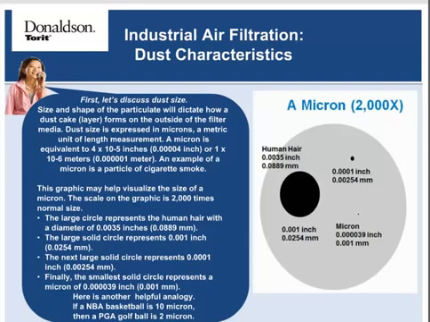The scale on the graphic is 2,000 times normal size. The large circle represents the human hair with a diameter of 35/10,000ths of an inch. The large solid circle represents 1/1000th of an inch. The next large circle represents 1/10,000th of an inch. And finally, the smallest solid circle represents a micron, which is 39 1/millionth of an inch. Here's another helpful analogy. If an NBA basketball is 10 micron, then a PGA golf ball is 2 micron.